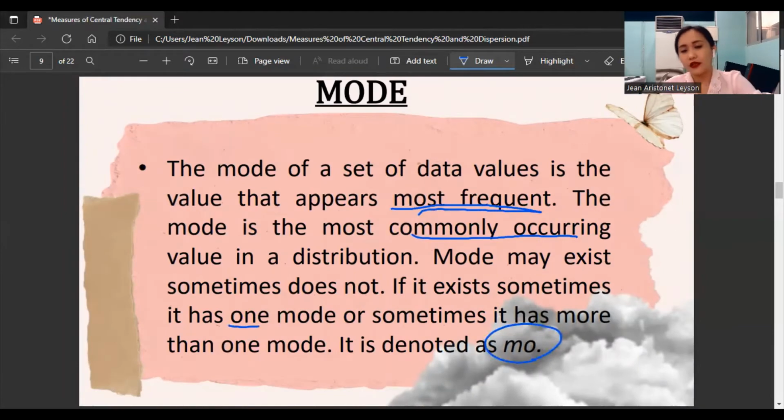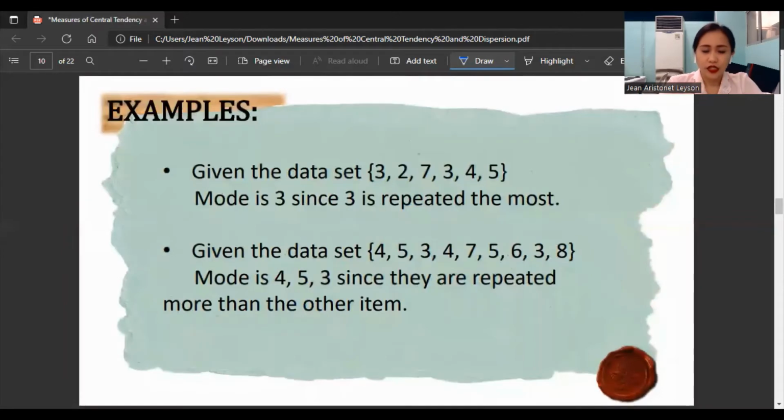So again, the mode is the number that is mostly occurring, or the number that is repeating. There are times that there is no mode if there are no numbers that are repeating. Sometimes also there can be one mode, there can be 2, there can be 3, there can be 4, and so on. If there's no mode, simply answer no mode.